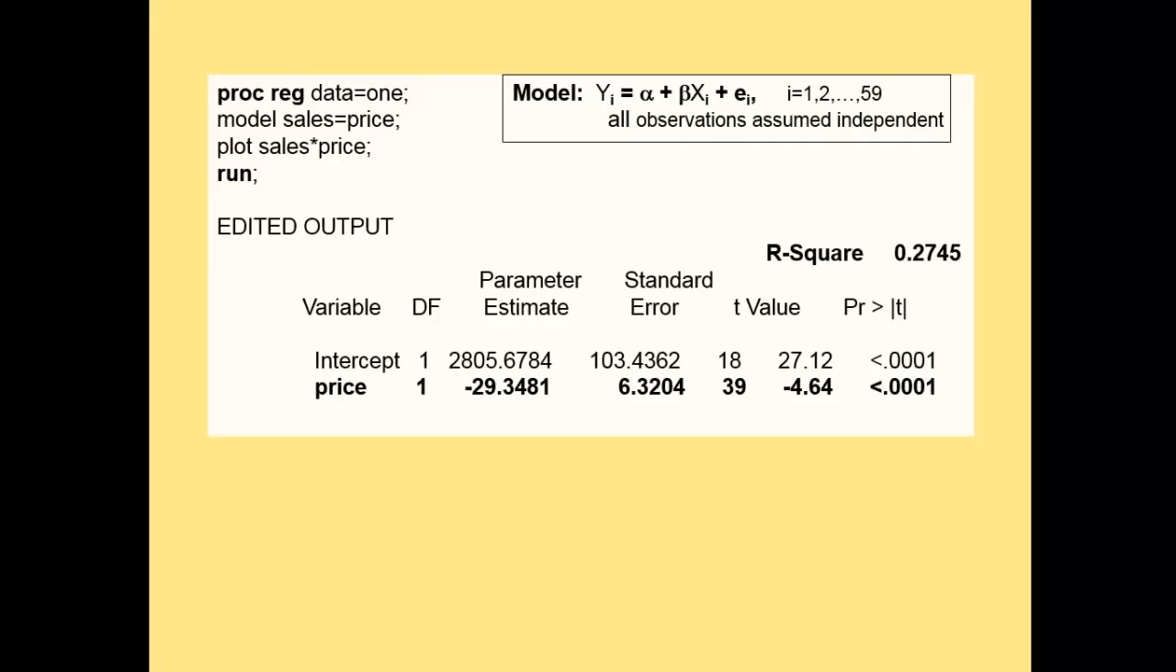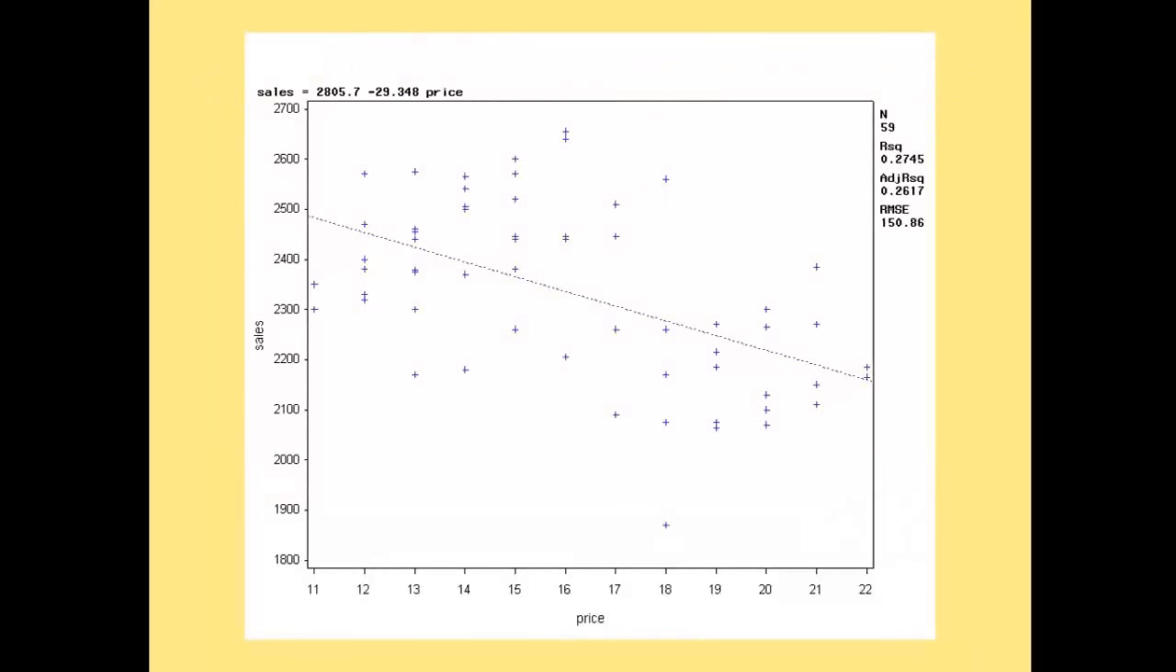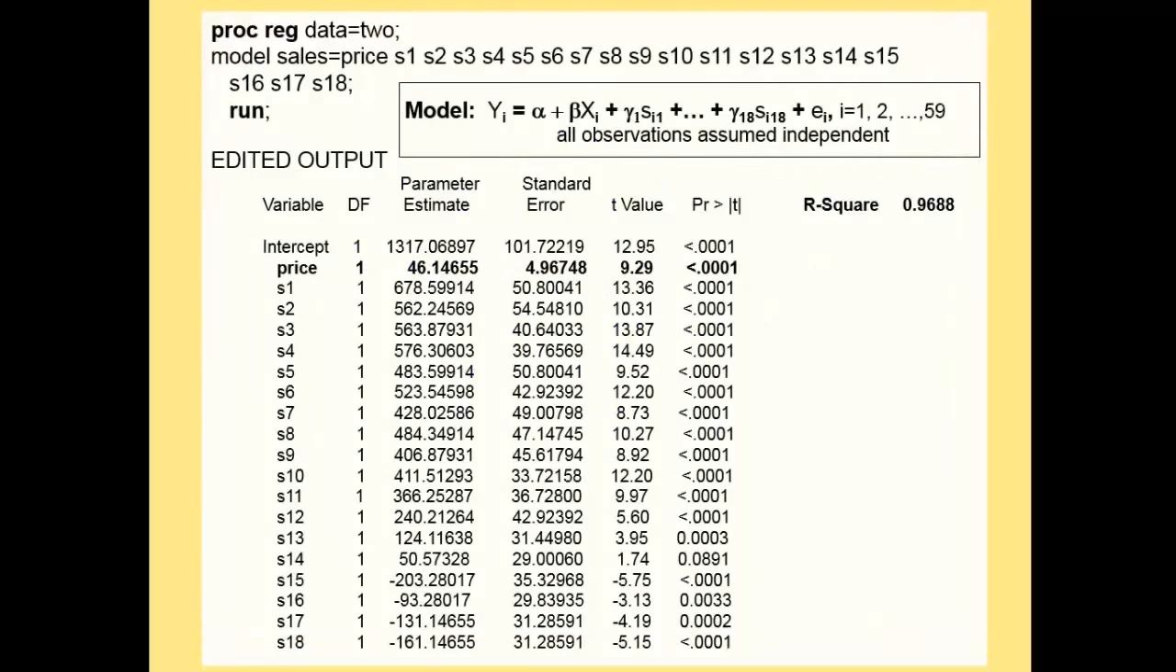What have I done here? Independence or non-independence? I've assumed independence. I haven't done anything about correlated data. I've just run proc reg, and everything's independent. See that? Now look at the next thing. That's the plot, the same plot as I showed you before. When I plot it, that's what happens. Okay, look at this next one.